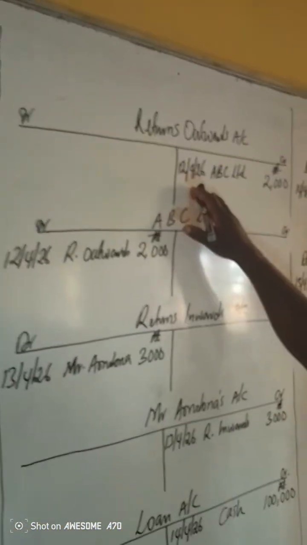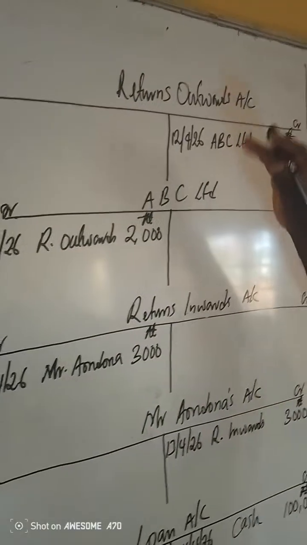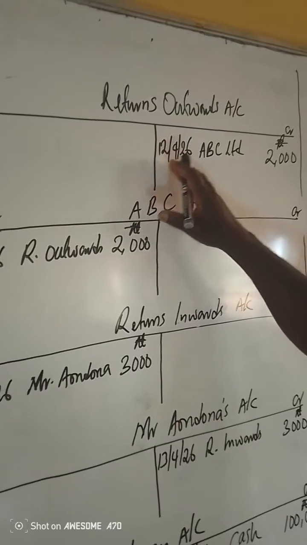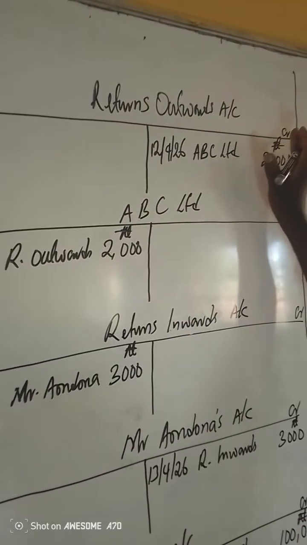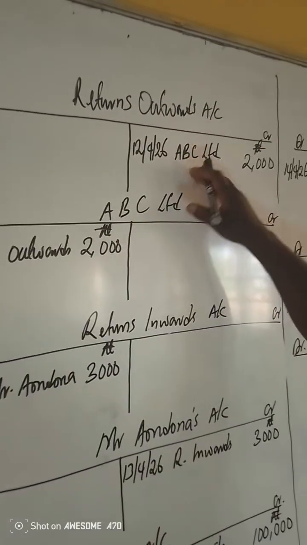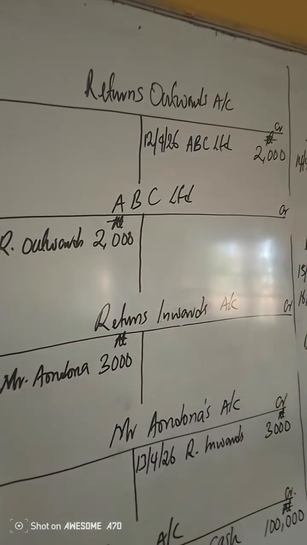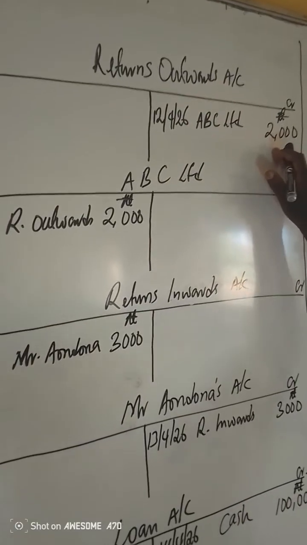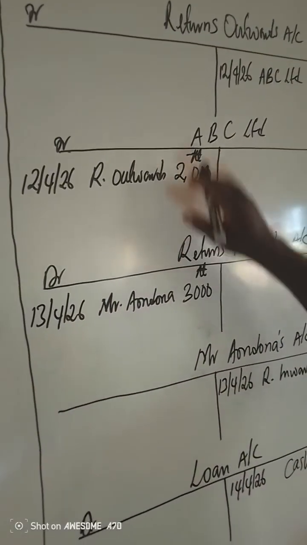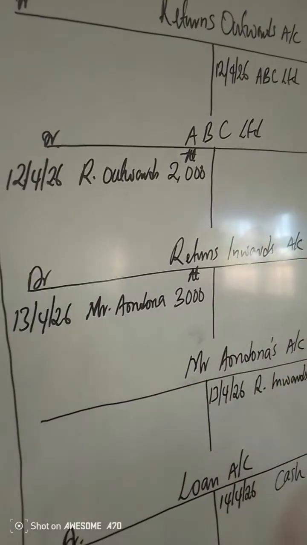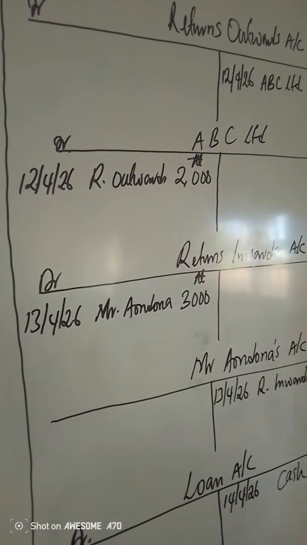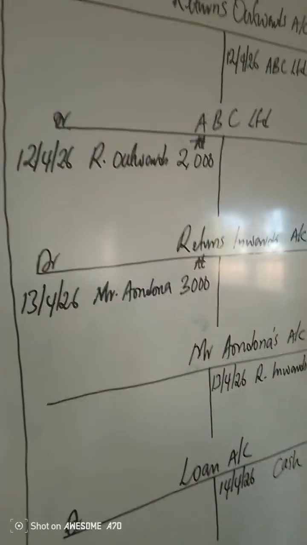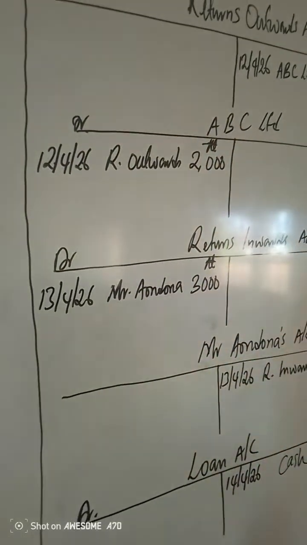Now, return outward here is a giver account, meaning the business is giving out goods. Then on this day, 12th of April 2026, return outward is a giver account, giving goods to ABC Limited, which we bought goods from if we watch the previous video, worth 2,000. Then in the next account, which is the receiver account, ABC Limited is receiving goods that were returned out by the business worth 2,000 on the 12th April 2026. Then this becomes the receiver account.